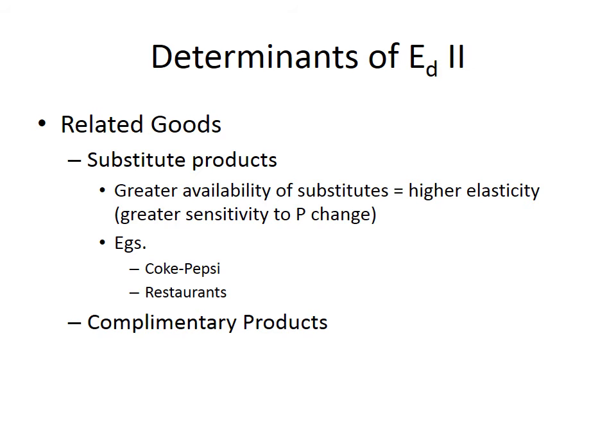Same thing with complementary products. The more strongly related the complements are, the more lockstep the elasticity is going to be. In other words, if two products are very highly related, such as components, the percentage change in quantity of the one product will be almost matched exactly by the percentage change in quantity of the other product.